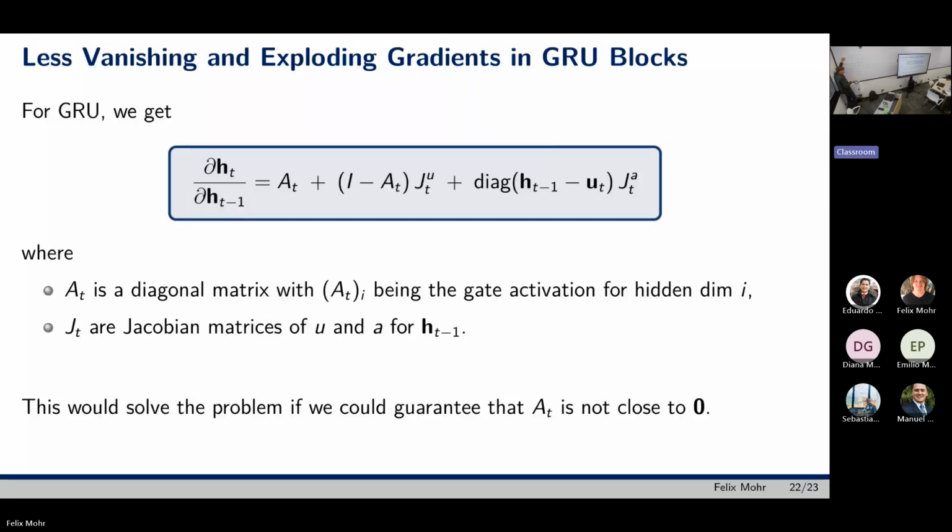So we want these gates to be somehow open, maybe half open. Let's say 0.5 for all entries. If we had 0.5, then we would remember 50%, and 50% would come from the new input. In this situation we would have a diagonal with 0.5 in this matrix. And if this happens, then this derivative here never becomes close to 0.